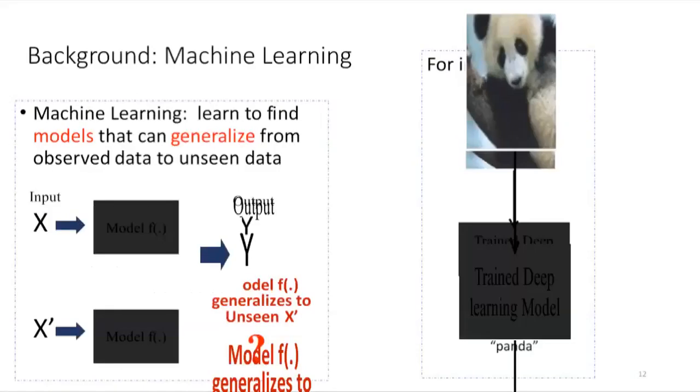Before I introduce our feature squeezing framework, let me introduce a little bit about machine learning and adversary examples. The basic idea of machine learning is to find models that can generalize from observed historical data to unseen samples. There are two rows I show in this left panel. The first row shows the training phase, which uses these historical X, Y pairs to learn a model F. And the second row is called the testing phase, or sometimes the operational or deployment phase.